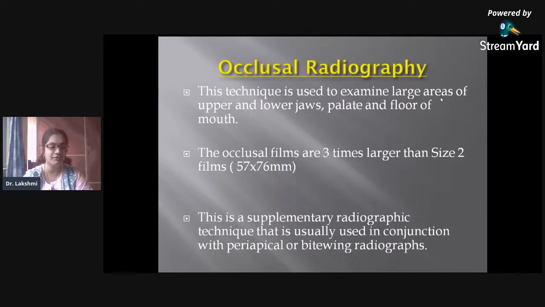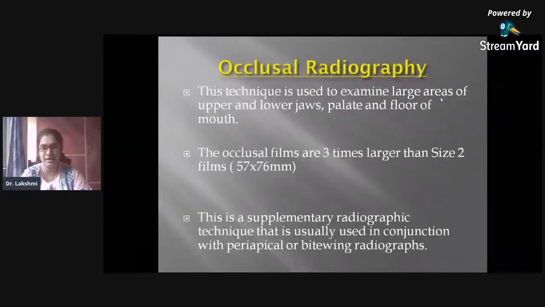Coming to occlusal radiography. Okay, occlusal radiography. This technique is used to examine large areas of the upper and lower jaws, palate, and floor of the mouth. The occlusal films are 3 times larger than size 2 films, and they are 57 by 76 millimeters in size.